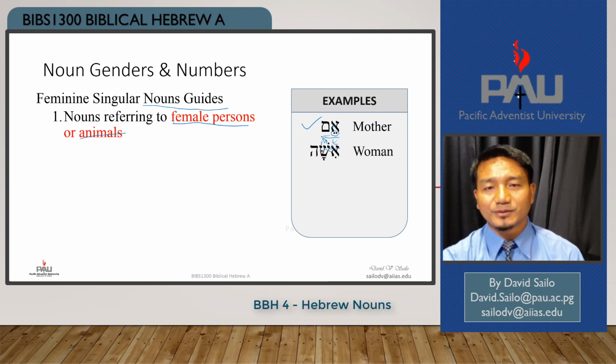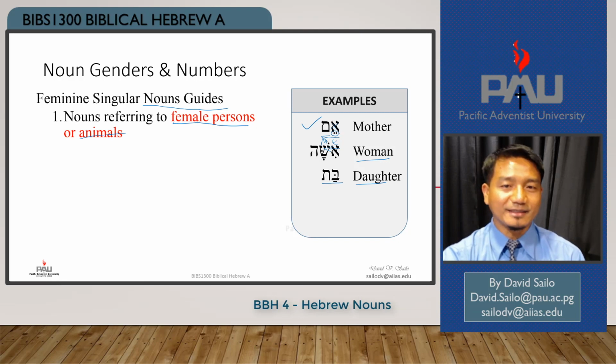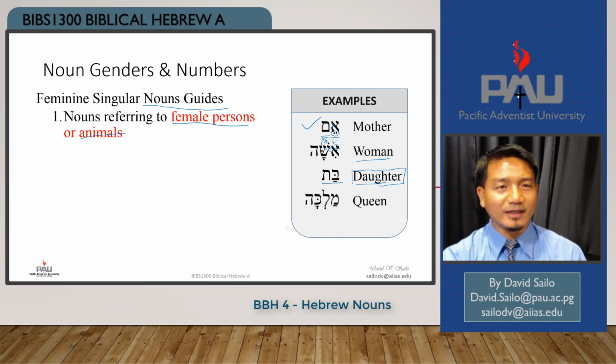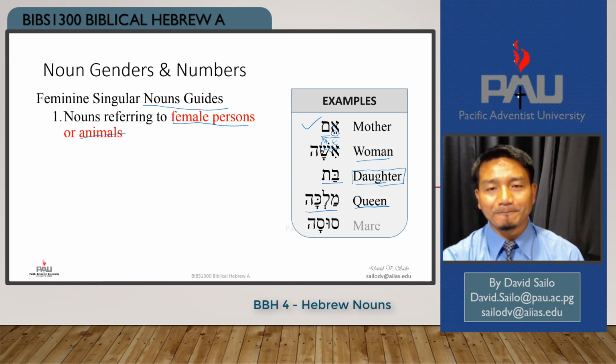Let's look at another word. We have Isha, woman. And we have bat, daughter. Again, daughter is feminine, right? So bat is feminine. It'll follow the feminine pluralization pattern. We have Malka. Again, this is queen. So this is feminine. We have from Sus.